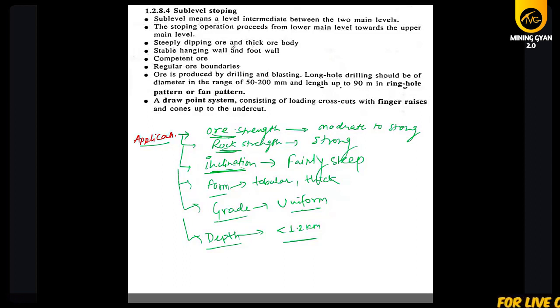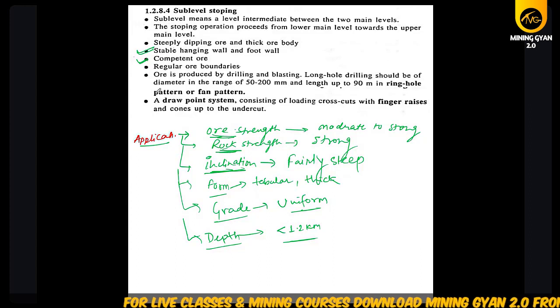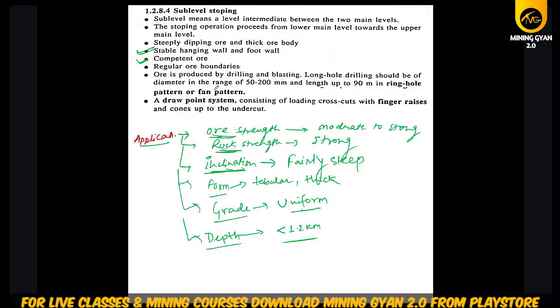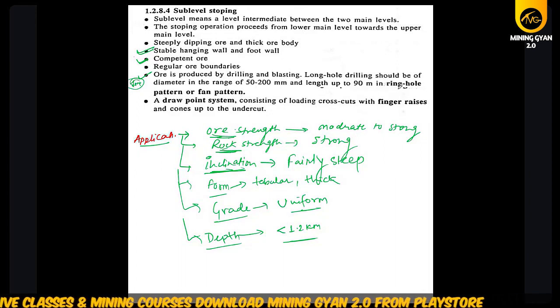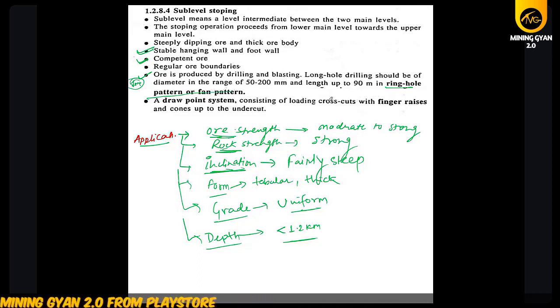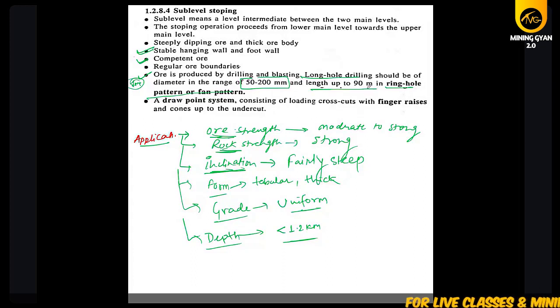So AK Gorai also has mentioned some points like stable hanging wall and footwall, compact ore, and ore produced by long hole drilling, the diameter of this, and the ring hole pattern. This point is important, you should remember. They can give you in an option a ring hole pattern or fan pattern. In this method we use the ring hole pattern and the fan pattern method. Long hole drilling should be diameter of 50 to 200 mm, length up to 900 meter. So you should remember this point, I think it is important.